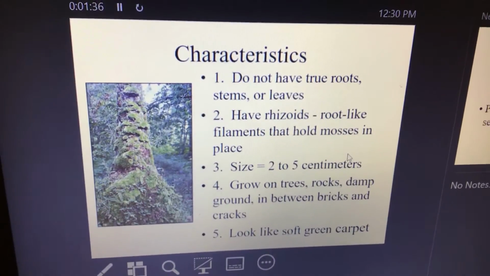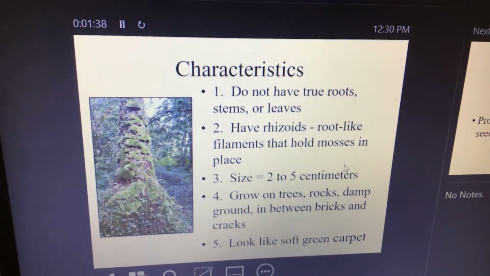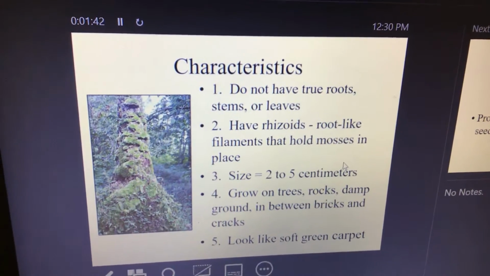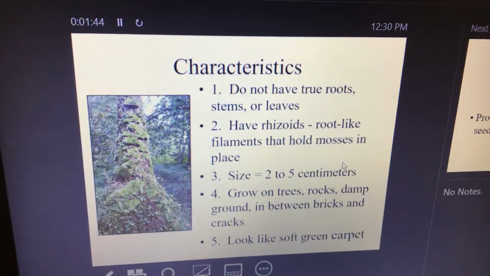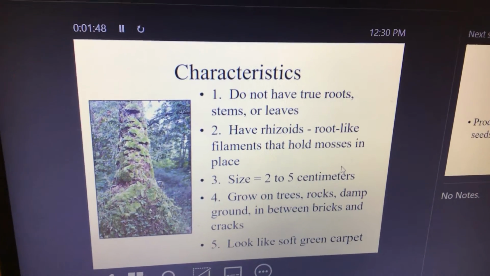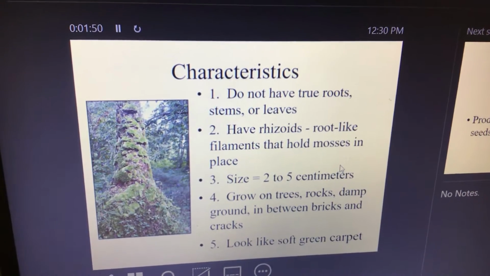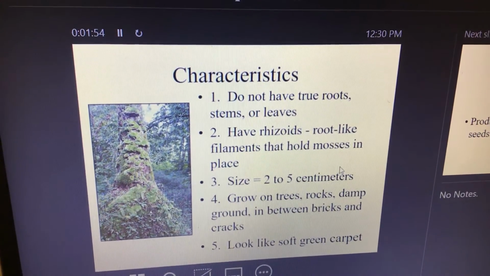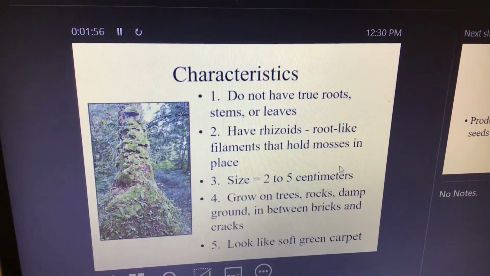Instead of roots, it has rhizoids, which are root-like filaments that hold mosses in place. I think of it as Velcro. If you've seen moss on the side of a building or the side of a tree, these little rhizoids, these root-like things, are going to grip to the side of the building or tree really firmly.